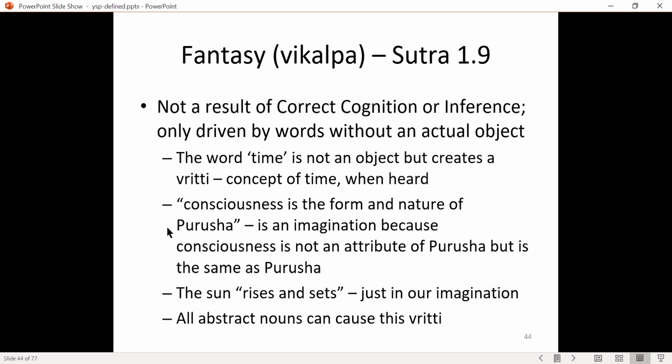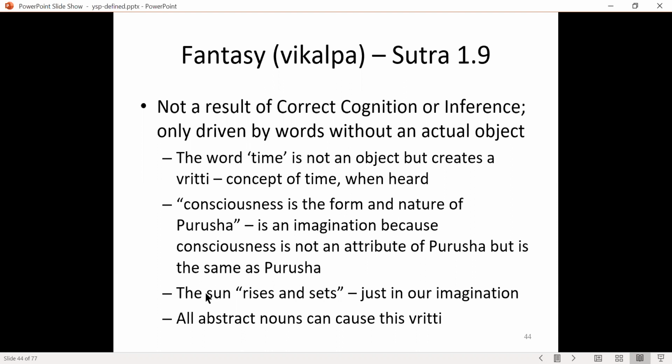Oh, this is an imagination because in reality, Purusha is consciousness. There are no separate things. It's not accurate to say Purusha has consciousness. No, that's not true. Purusha is consciousness. But sometimes we don't understand that, and then we create that imagination. Oh, maybe there is some entity called Purusha, and it has a quality called consciousness or property or an attribute. But that's not true.